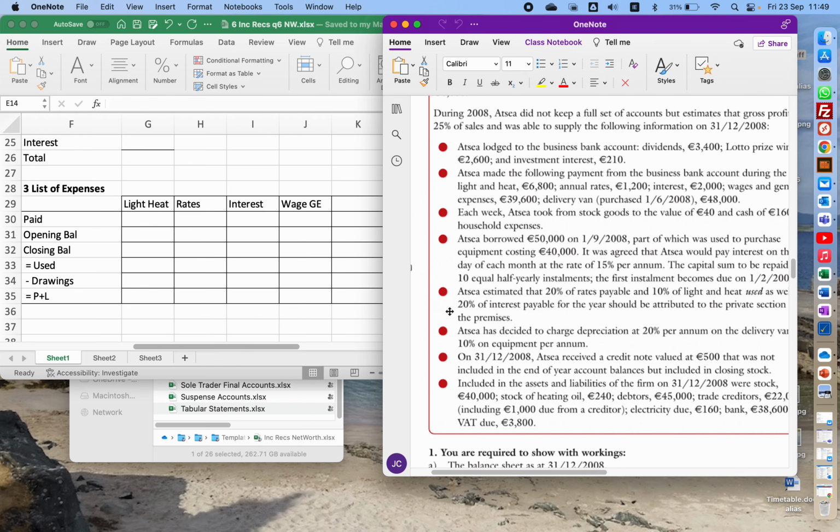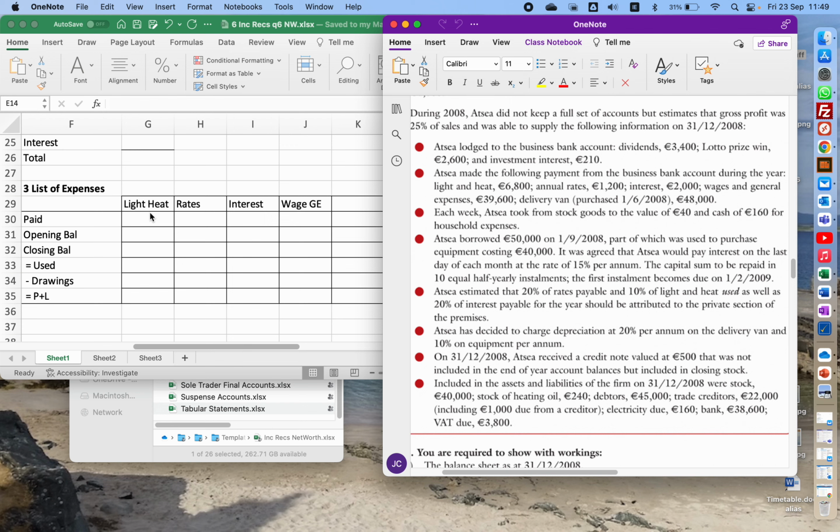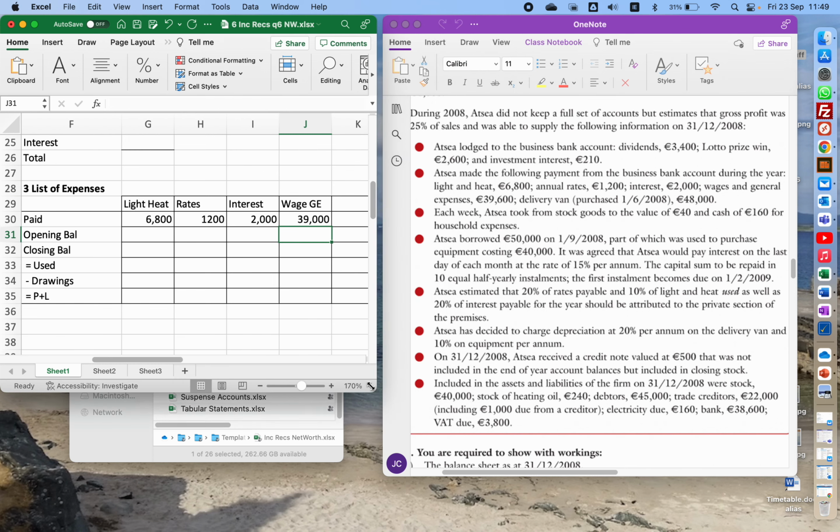Okay, so we start off with the figures that came from the bank account during the year. So we have light and heat, 6.9 or 6.8. Rates is 1,200. Interest is £2,000. Wages and expenses is 39. Delivery van, no. He took stock, no. There may be other things that may come up, but I'm going to leave those for now.